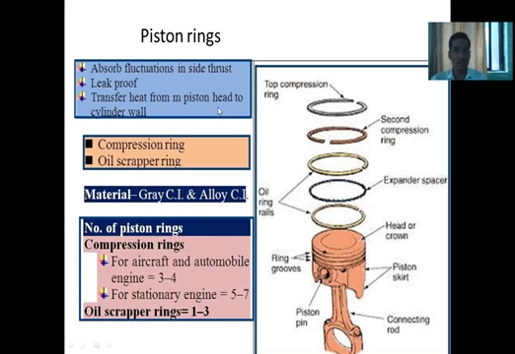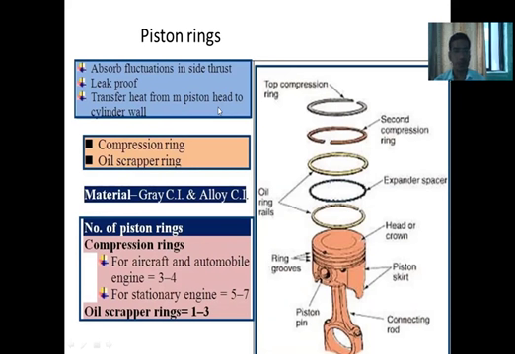The materials used for piston rings are grey cast iron as well as alloy cast iron. For the compression rings, in aircraft and automobile engines the number will be 3 to 4, and for stationary engines it will be between 5 to 7. So the number of compression rings may be 3 or 4, and for stationary engines the compression rings are 5, 6 or 7.